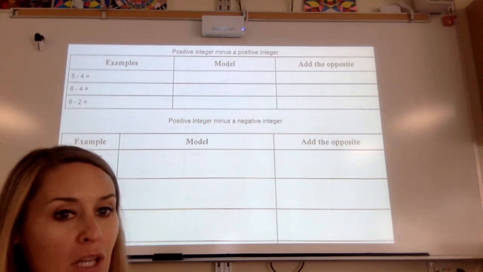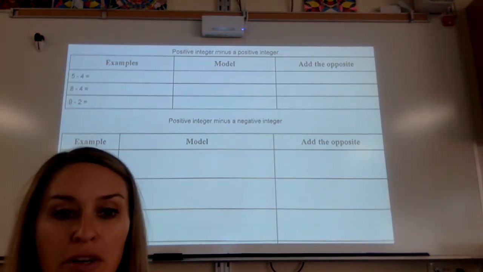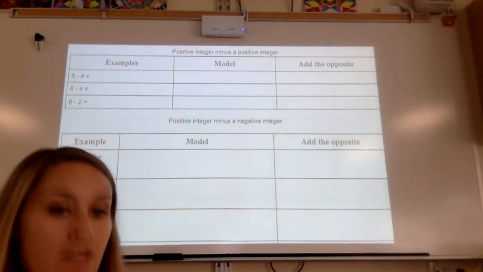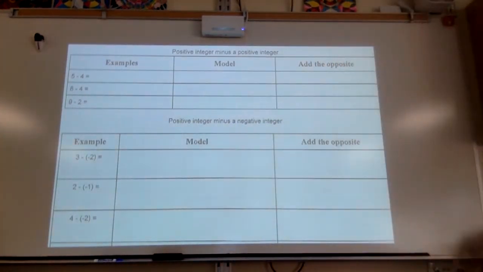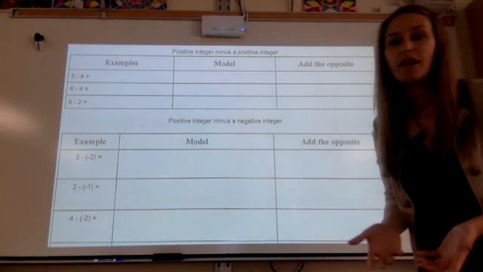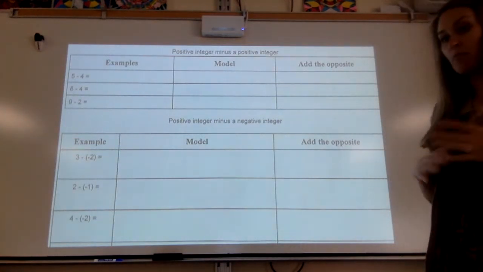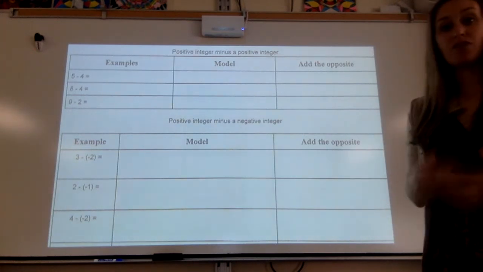So the first three we're going to look at are three that you've been doing probably your whole educational career. But we're going to look at it a slightly different way to get us thinking about the other types of problems we're going to look at today. So let's take a look at our first one. Our first one says 5 take away 4. I'm not trying to insult your intelligence. I know you've done this before. We're just going to practice the modeling part and then our last column which says add the opposite, just so you get the hang of it.